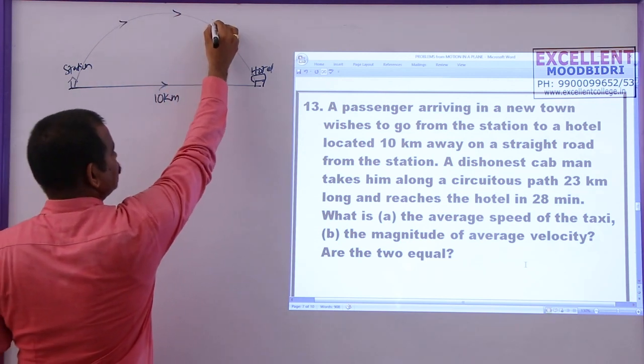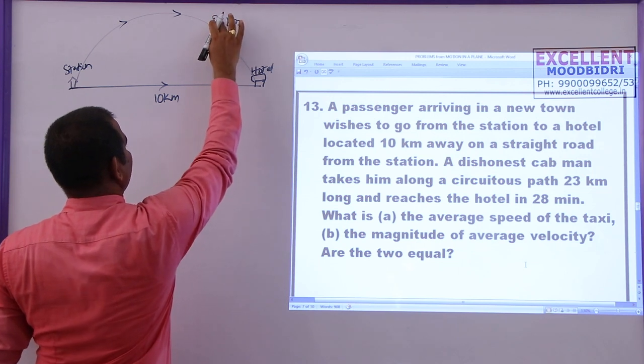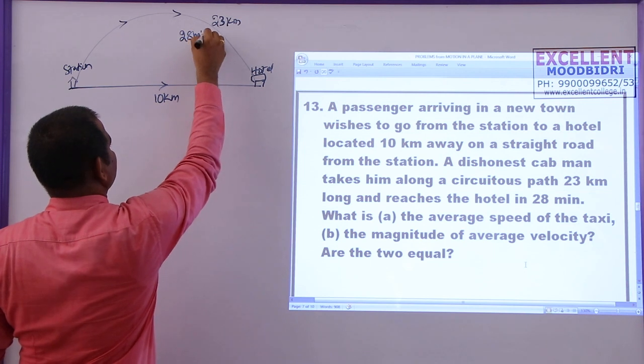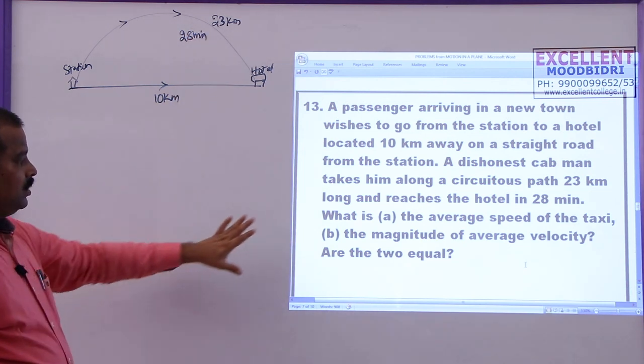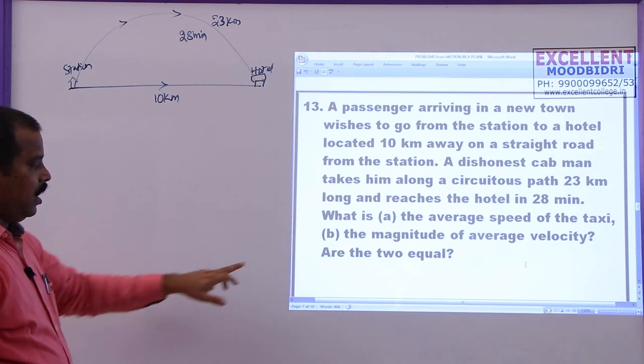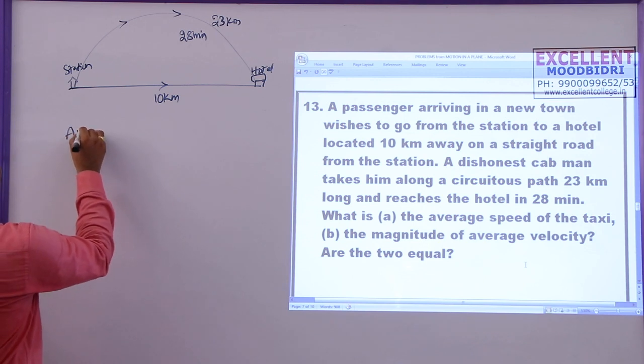So in a circuitous path, he traveled 23 kilometers and he took 28 minutes. Now, what is the average speed of the taxi? The magnitude of the average velocity. Are the two equal? So first let me take average speed.